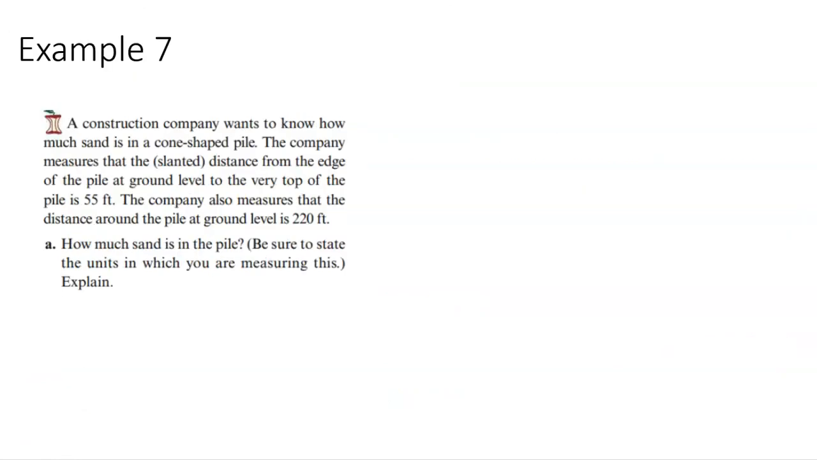A construction company wants to know how much sand is in a cone-shaped pile. So a cone has a circular base and an apex. The company measures that the slanted distance from the edge of the pile at the ground level to the very top of the pile is 55 feet. And the company also measures that the distance around the pile at the ground level, so the whole distance around here, is 220 feet. What is that distance around? That's the circumference. How much sand is in the pile? So that's what they're asking, the volume.